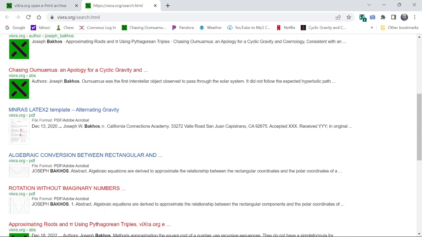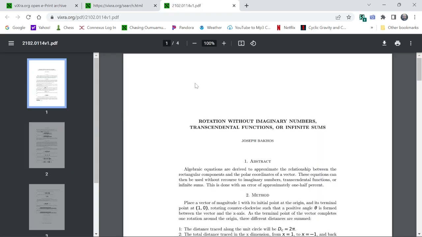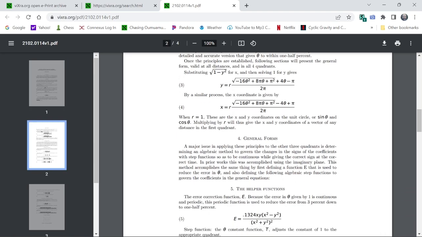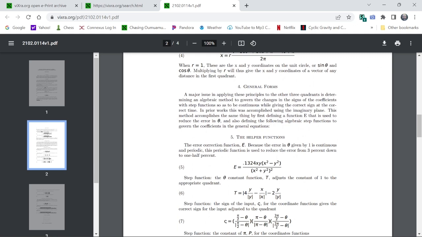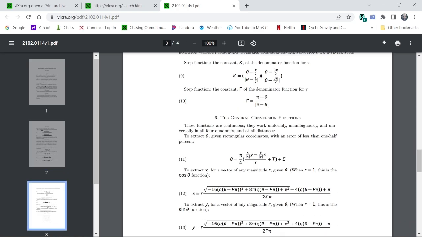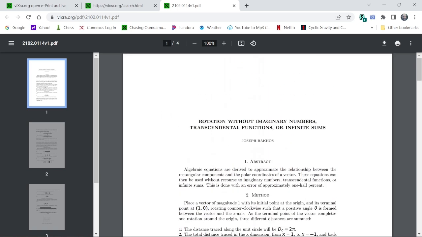The one that we're looking for right now is "Rotation Without Imaginary Numbers," and if you click on that, it will take you to my paper. But as I said, this is not the current version, and this will be updated soon so that you will get the current version. Once it's updated, it will be at the Vixra site.